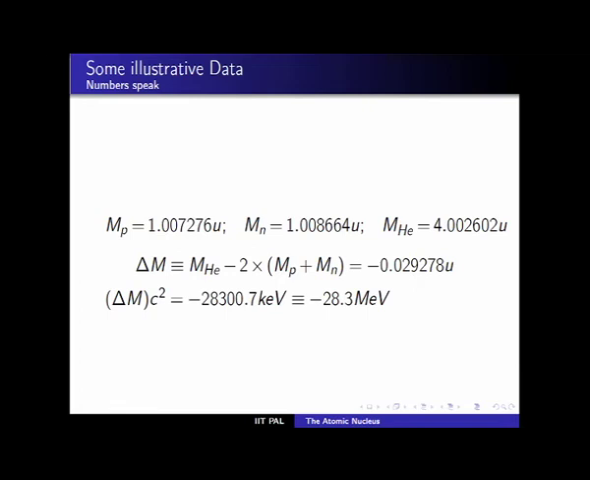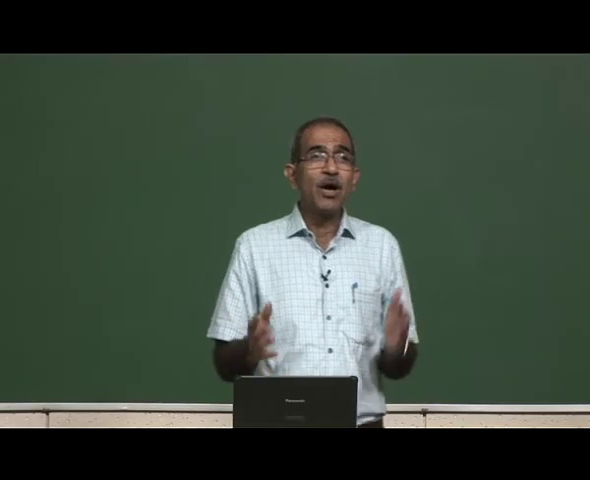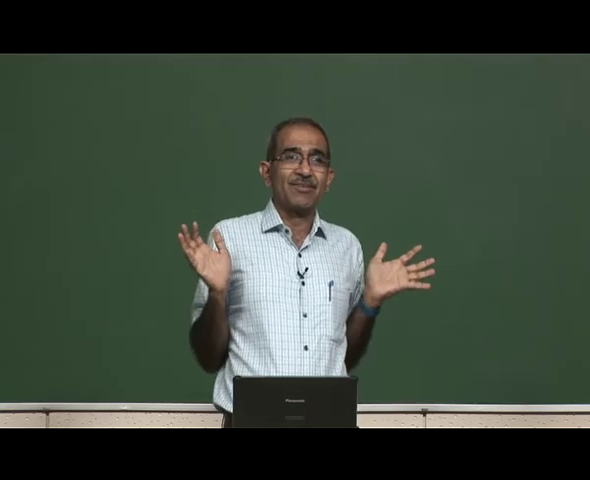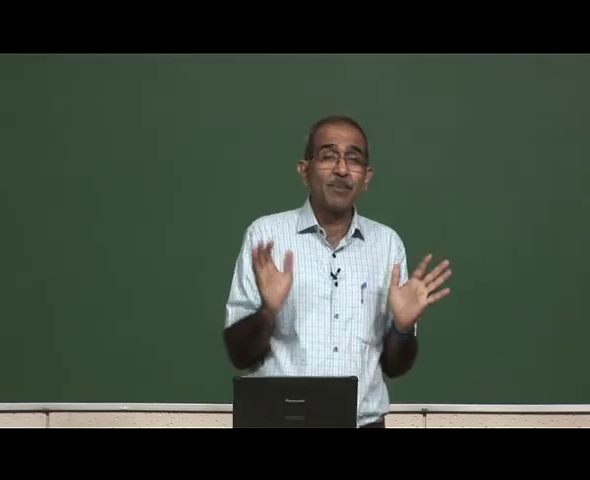Now I compute the binding energy for that, and what do I get? The binding energy is simply given by delta m c squared. This is the energy defect. If I multiply it by -1, it becomes the binding energy, and this turns out to be 28300.7 keV, or converting it into MeV, 28.3 MeV. So what do I mean by that? I need to supply 28.3 million electron volts to rip apart a helium nucleus. It's an enormous number. You get the point, right?